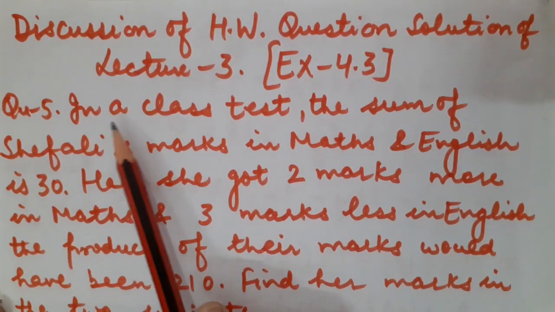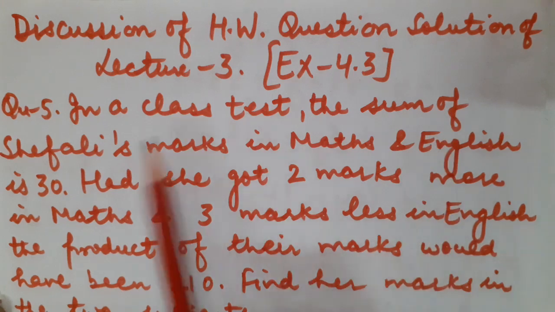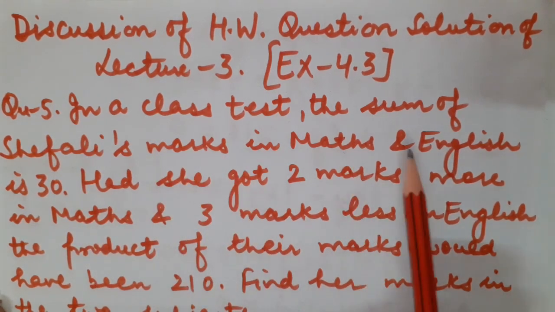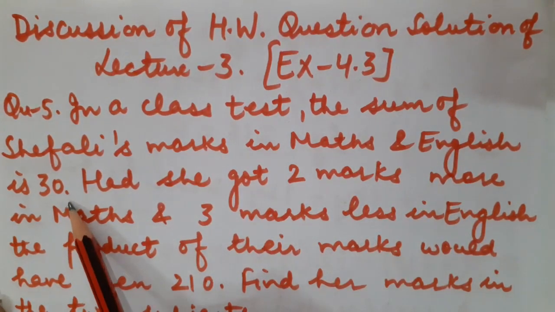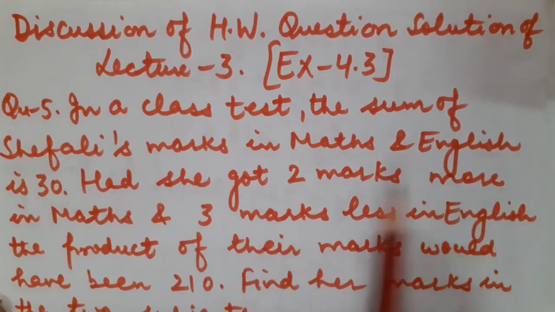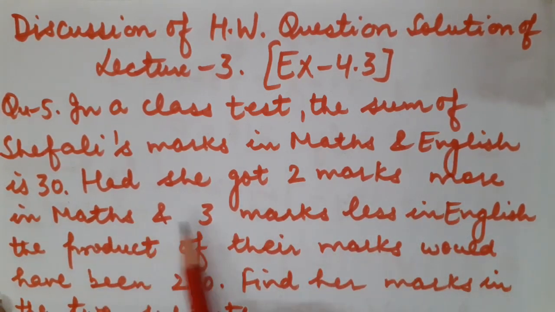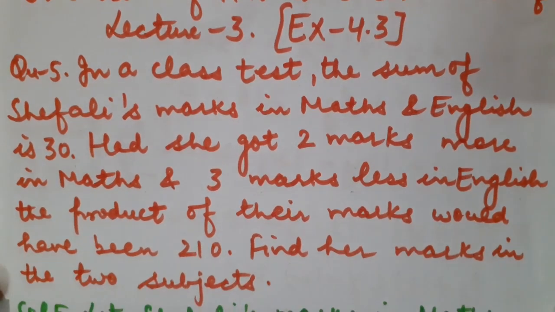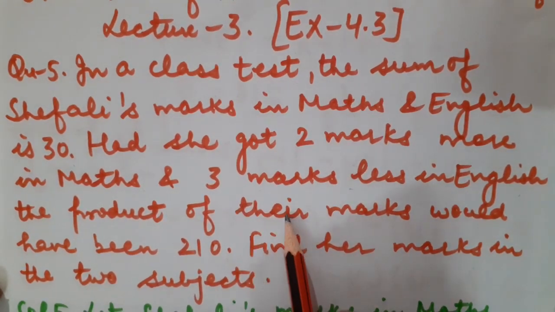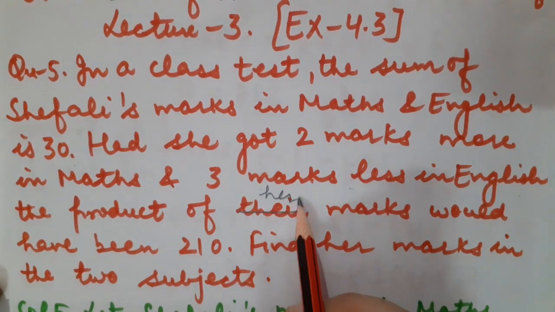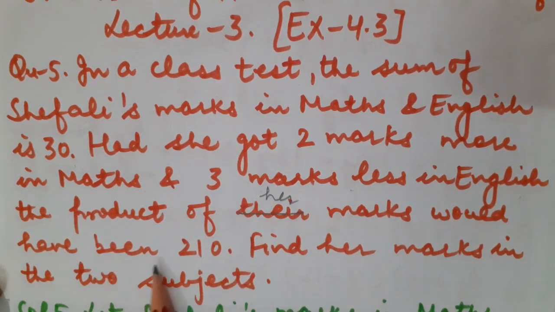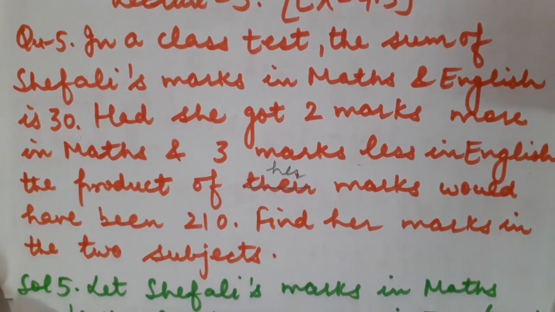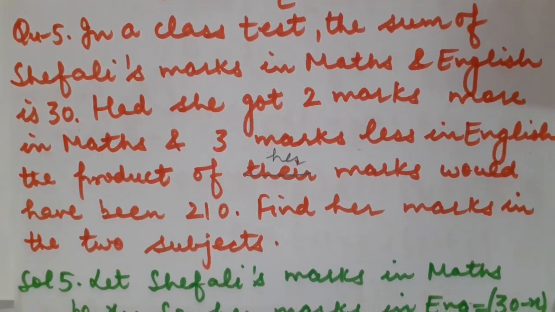The statement is, in a class test, the sum of Shefali's marks in mathematics and English is 30. Had she got 2 marks more in mathematics and 3 marks less in English, then the product of her marks would have been 210. Find her marks in both the subjects. So let us start doing.